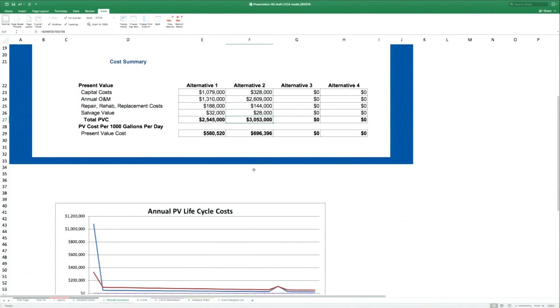And I was just going to say they could be positive or they could be negative. Yeah.